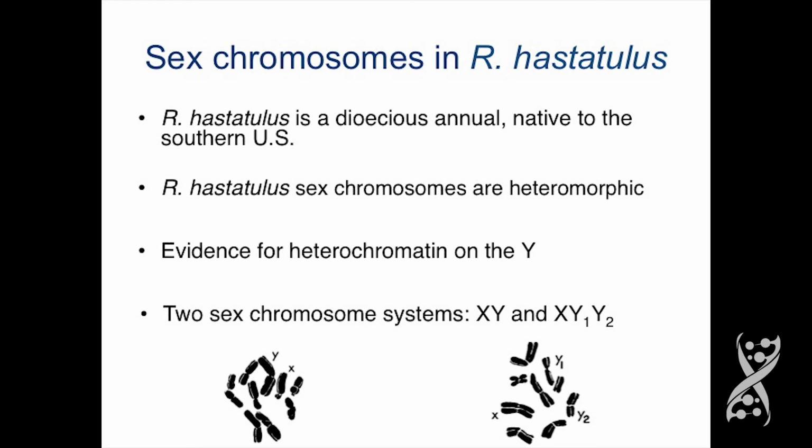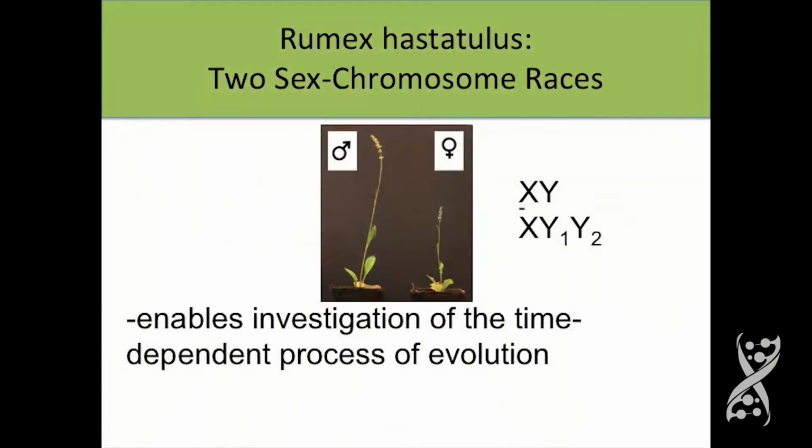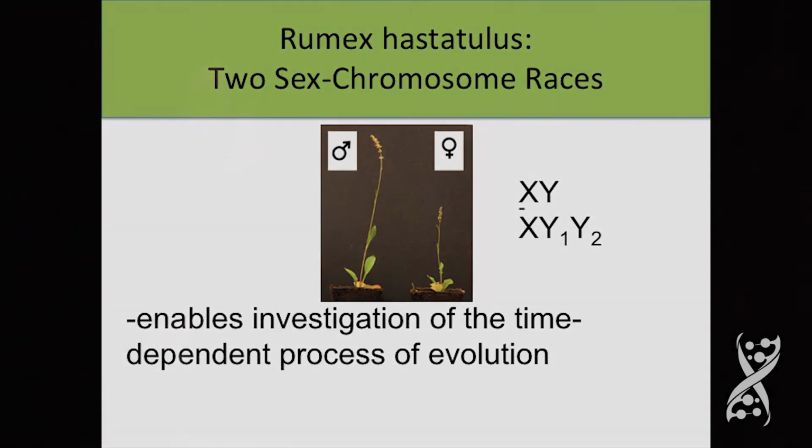So again, this is a dioecious system where we have separate sexes. The sex chromosomes have been shown to be heteromorphic and somewhat heterochromatic on the Y. But what's very interesting about this system is that there's two races. There's one that just has one Y chromosome and one that has two Y chromosomes that's been very recently, over the last 20,000 years, evolved via an X autosome fusion.